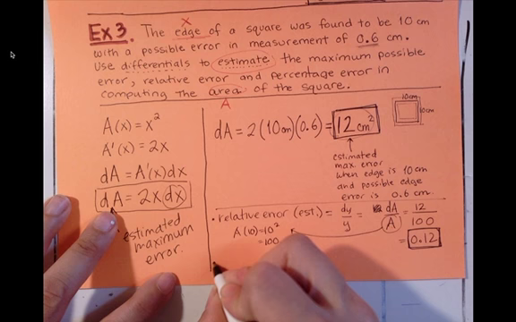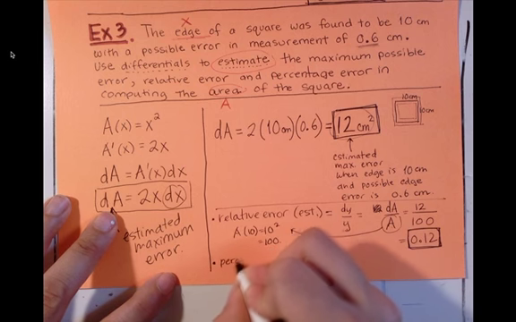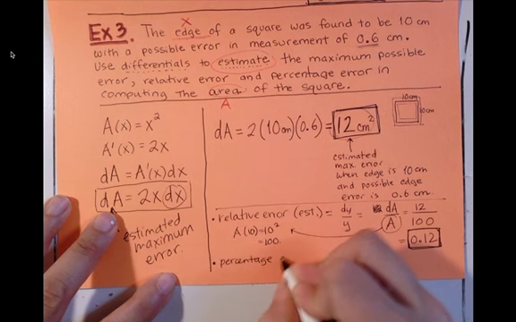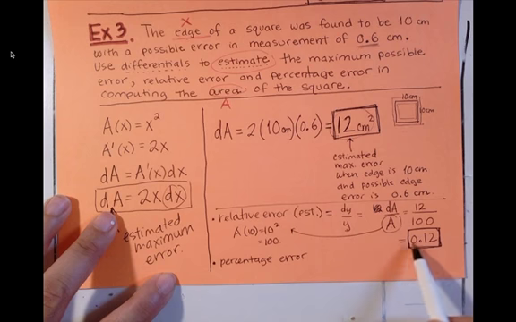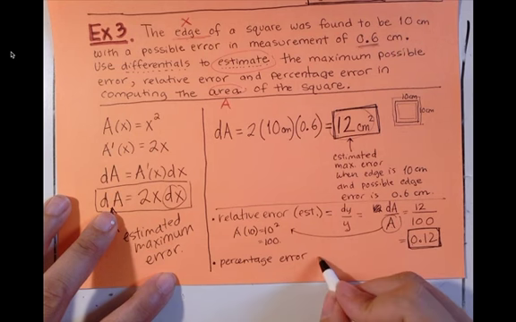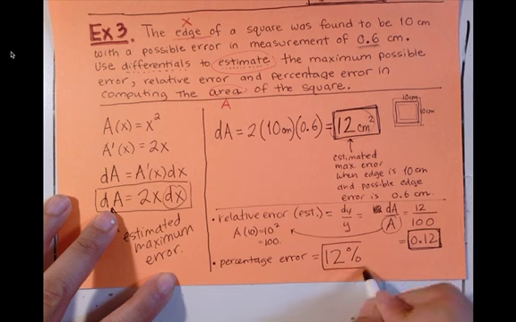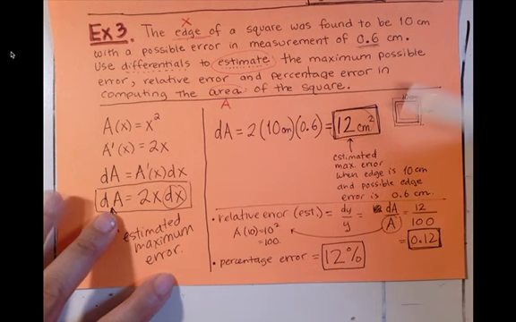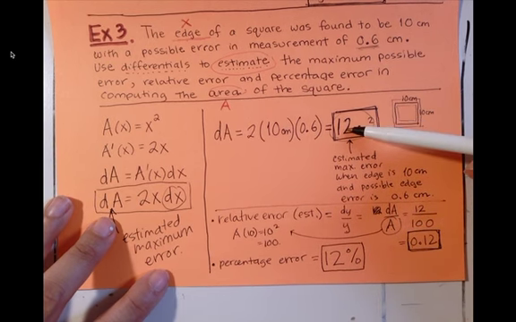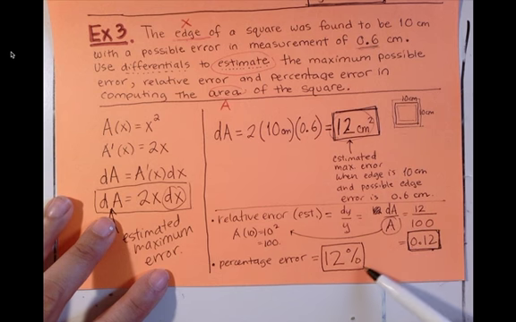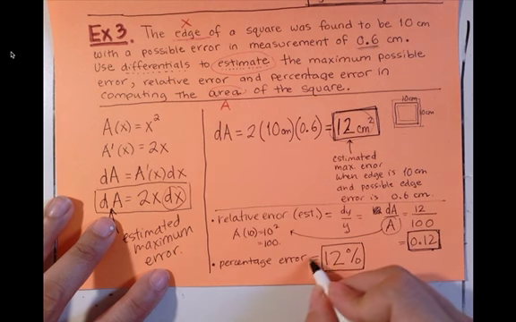Finally, we have the percentage error. All we do is take the relative error estimate and multiply by 100. So that's just 12%. Okay, so there you have it. This is the estimated max error, this is the relative error, and this is the percentage error. These are all estimates.